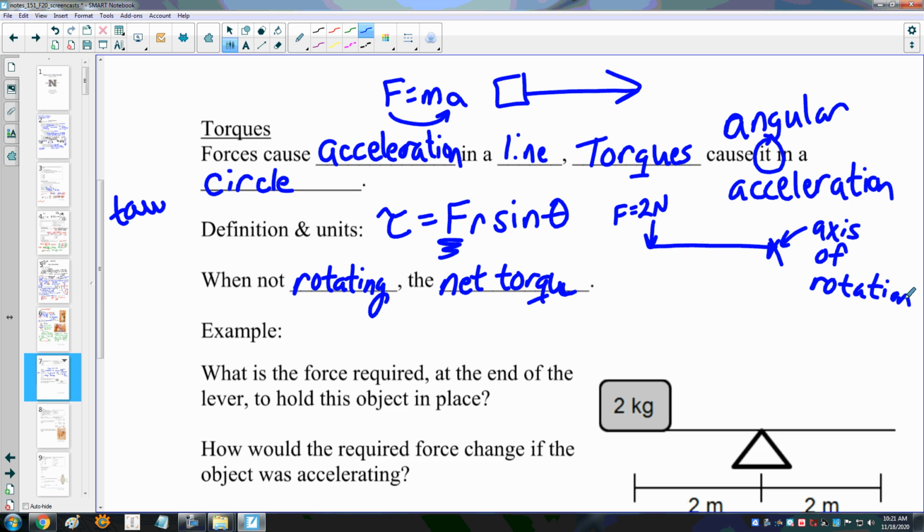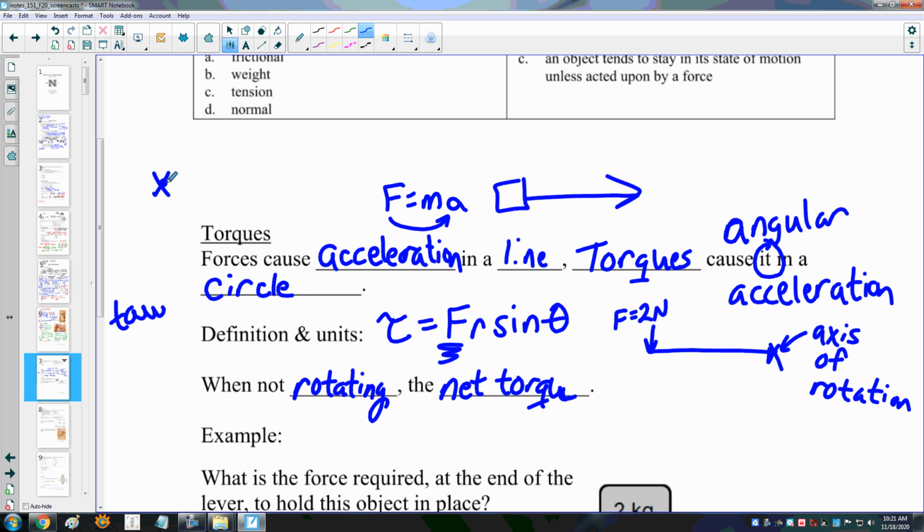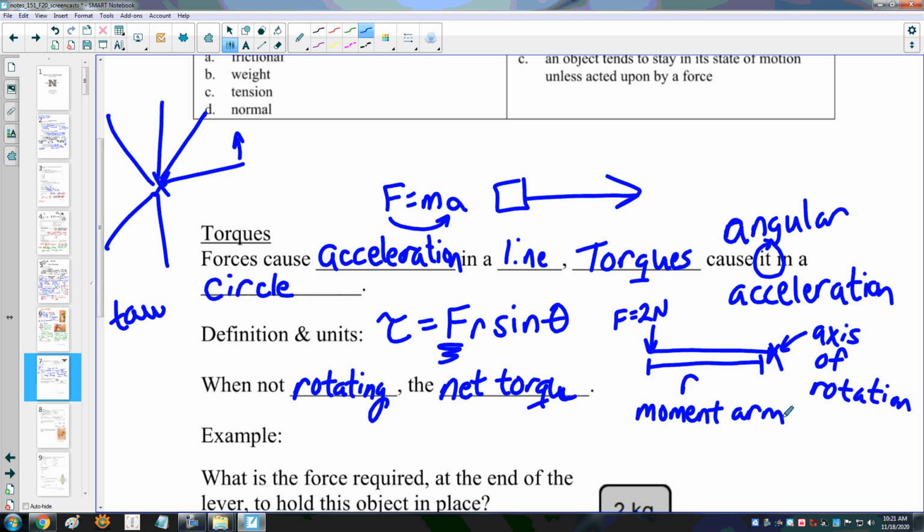If I have an object that's rotating about a certain axis of rotation, say right here, if I apply a force, that object will then rotate about that axis of rotation, going around from the applied torque. Now, the distance from where the force is applied to the axis of rotation, that is our value for r. This is called the moment arm. It's not a radius. It's sort of like a radius, but we call it the moment arm. And then the angle theta is the angle between the force and the moment arm. In this case, that angle is 90 degrees.